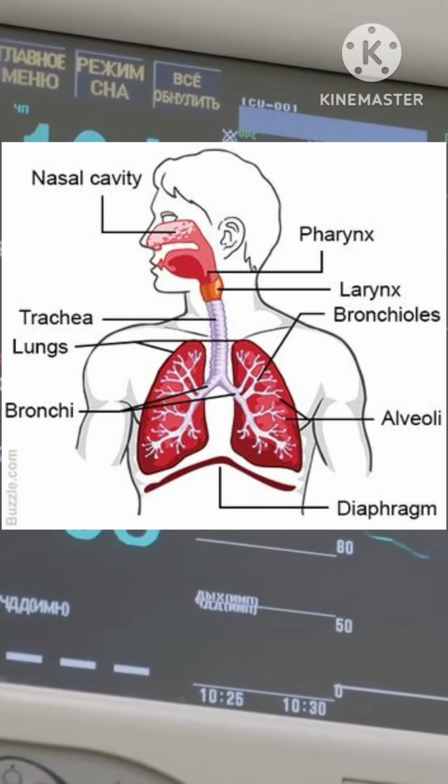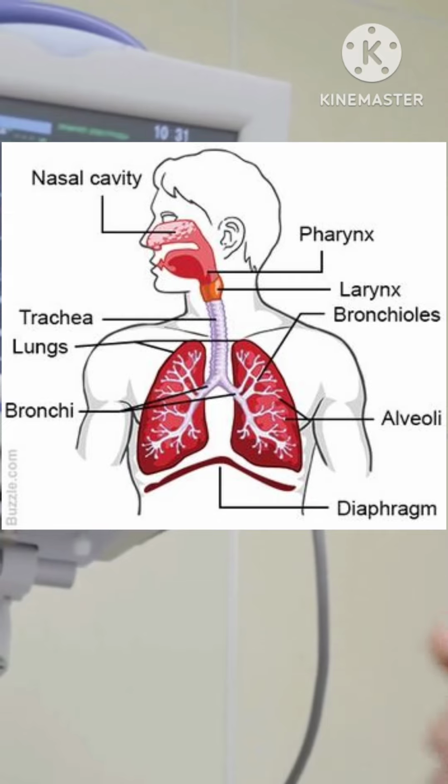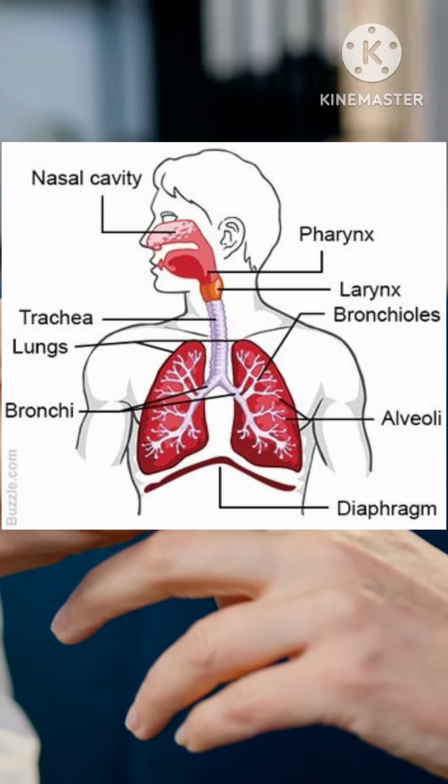In the alveoli, oxygen from the inhaled air diffuses through the thin walls into the surrounding capillaries. Oxygen binds to hemoglobin in red blood cells and is transported to tissues throughout the body. Simultaneously, carbon dioxide diffuses from the blood into the alveoli to be exhaled.